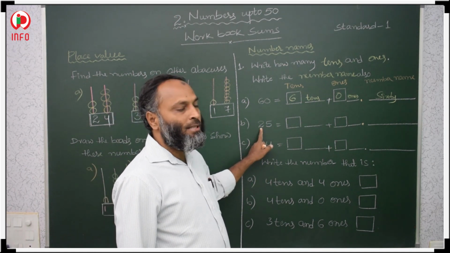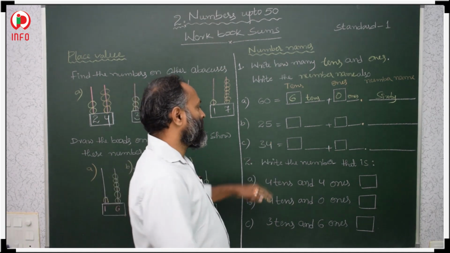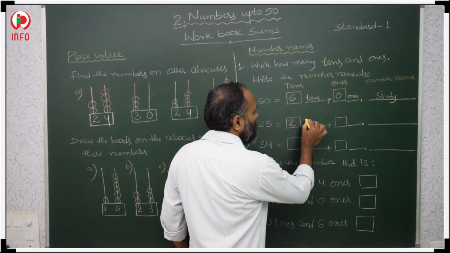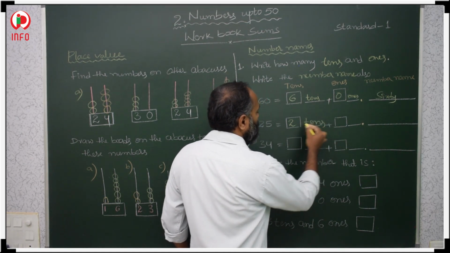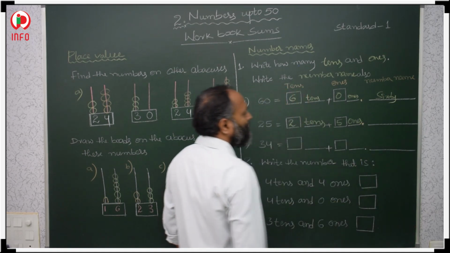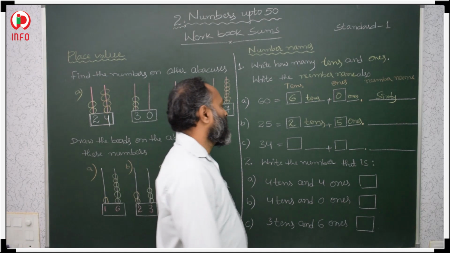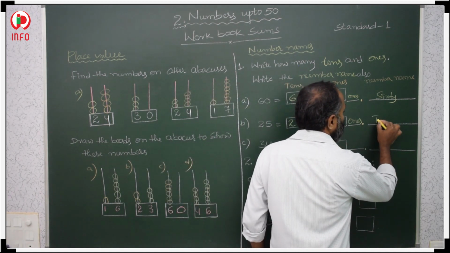Then 25. This is in the tens place. This is in the ones place. 2 is in tens, 2 tens. 5 ones. 2 tens, 5 ones. It makes 25.